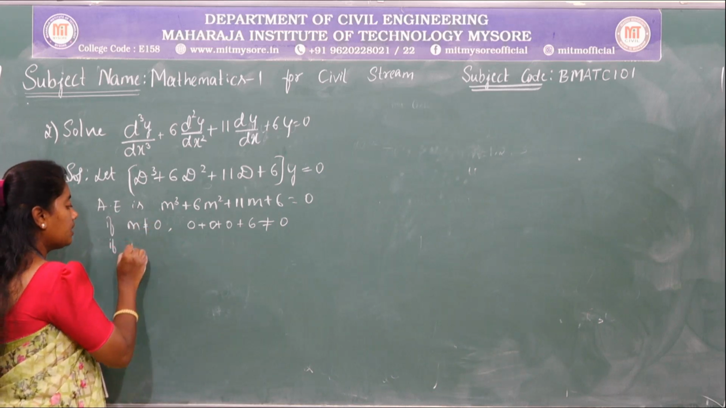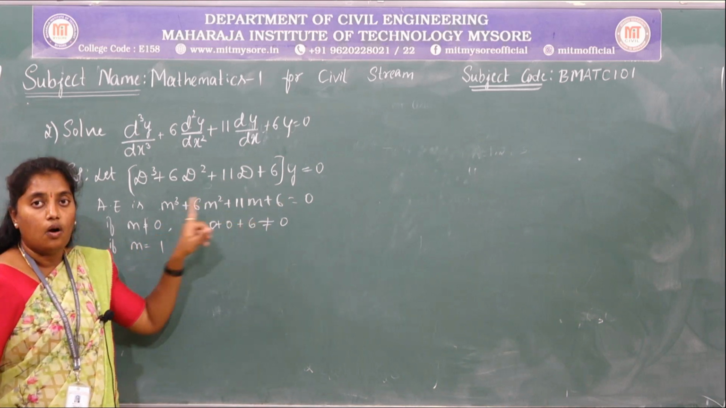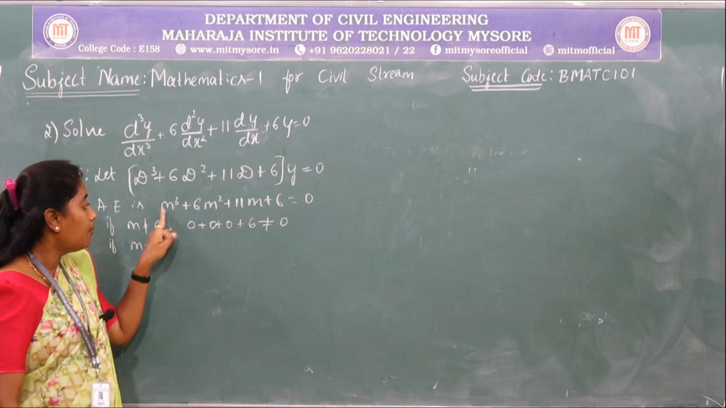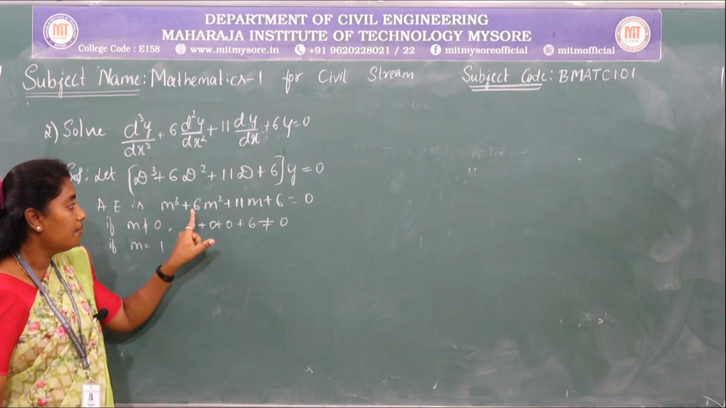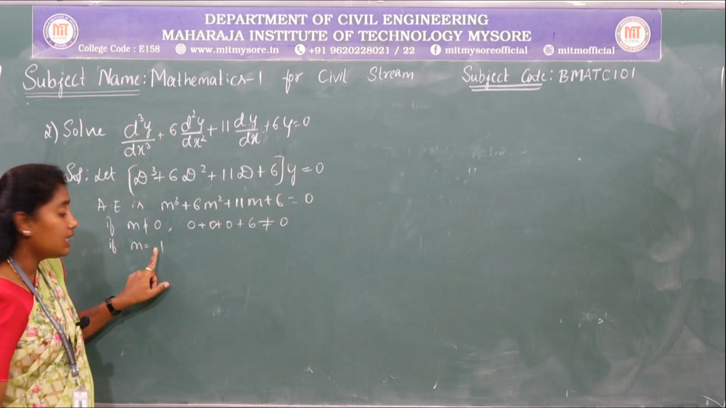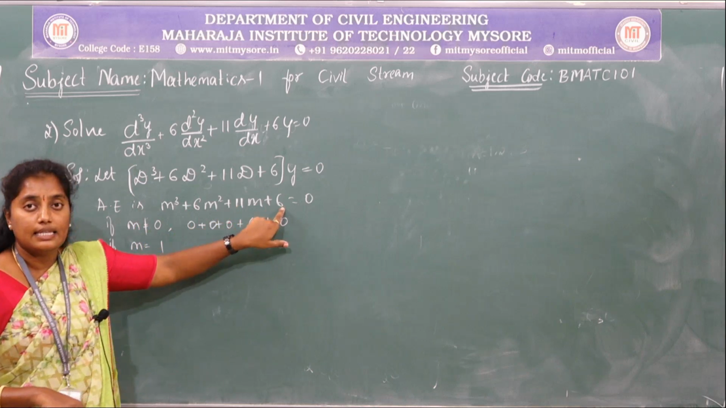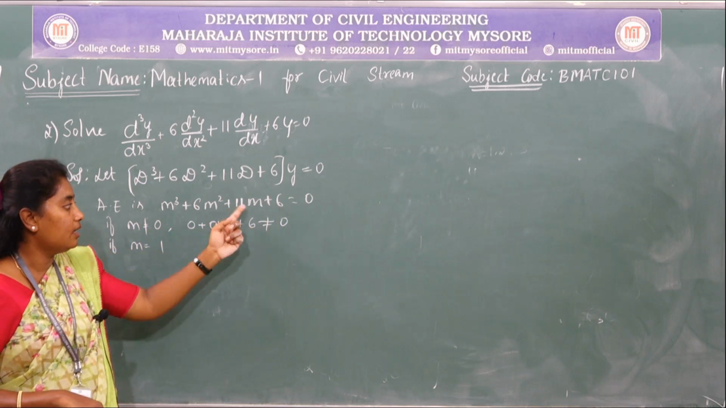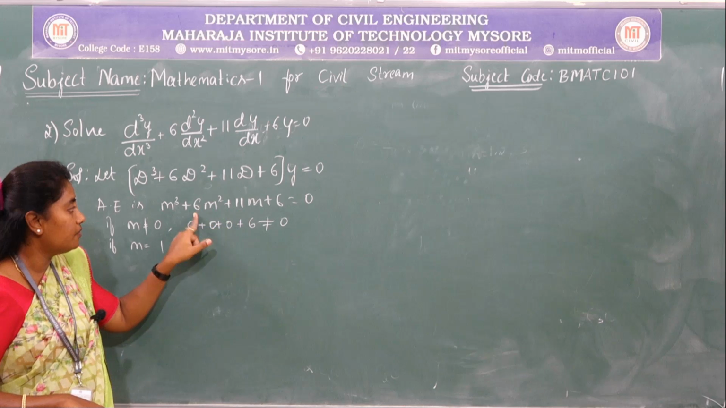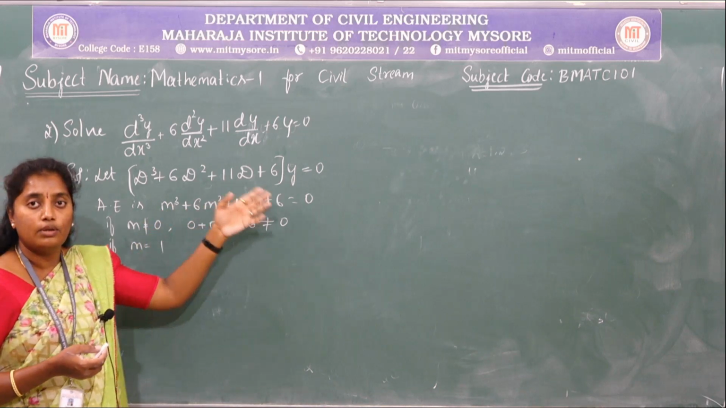Next, if m is equal to 1. But in the given equation all the coefficients contain a positive sign: plus 1, plus 6, plus 11, plus 6. That means on substituting any positive value we get a number greater than 6. For this 6 we are adding 1 times 11, 1 times 6, 1 times 1, or if we substitute m is equal to 2 we get more than that.